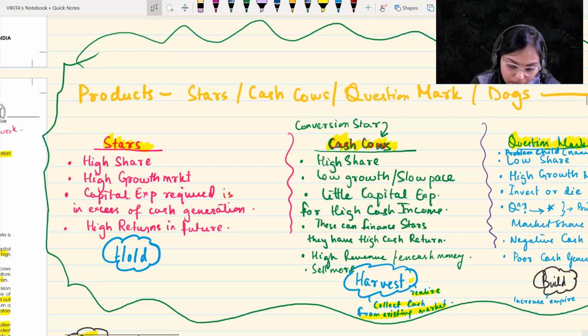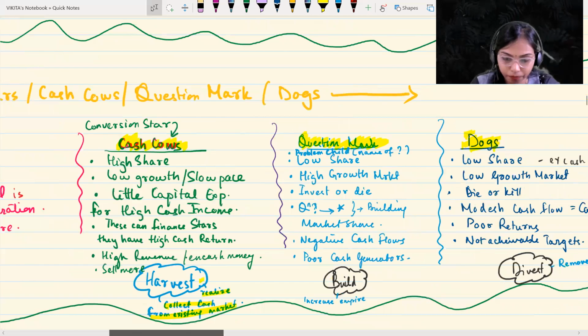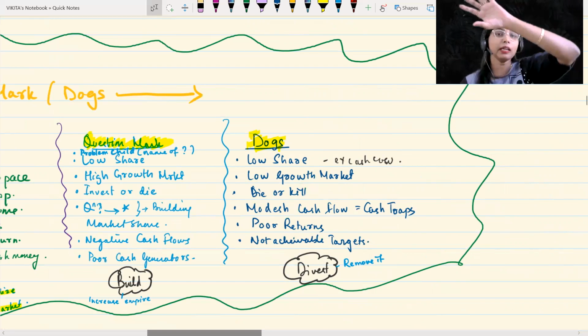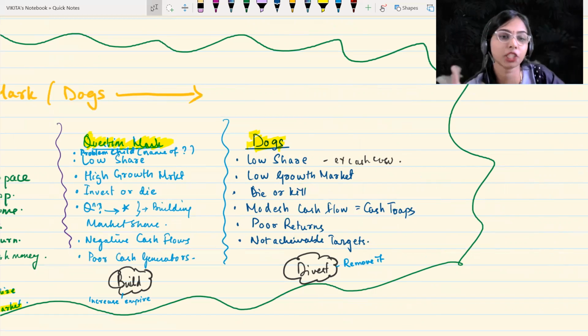Now next is called the question mark. In the question mark quadrant, remember, growth is high but share is low, so it is a little bit confused, and it is also called a problem child. The question mark's name is also problem child. You can get an MCQ out of it. The question mark is also known as a problem child, where the share is low and the growth is high. So what do you do? You need to build the strategy. You need to increase your empire.